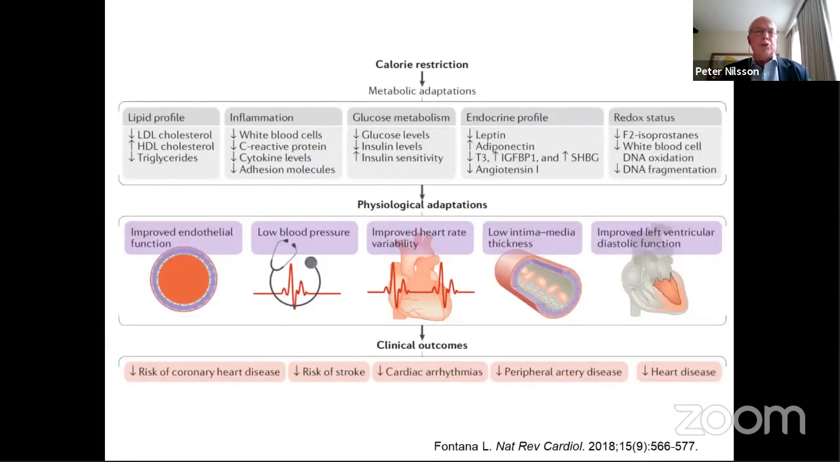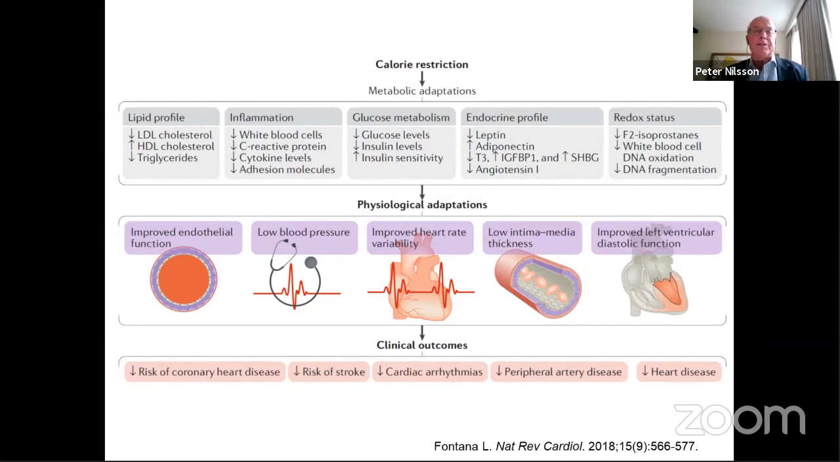A slide to show you some of the effects of calorie restriction, metabolic adaptation, and of course also the vascular system is affected. The problem is, of course, that not everybody is willing to undergo calorie restriction, and it could even be dangerous if it will lead to starvation and famine.